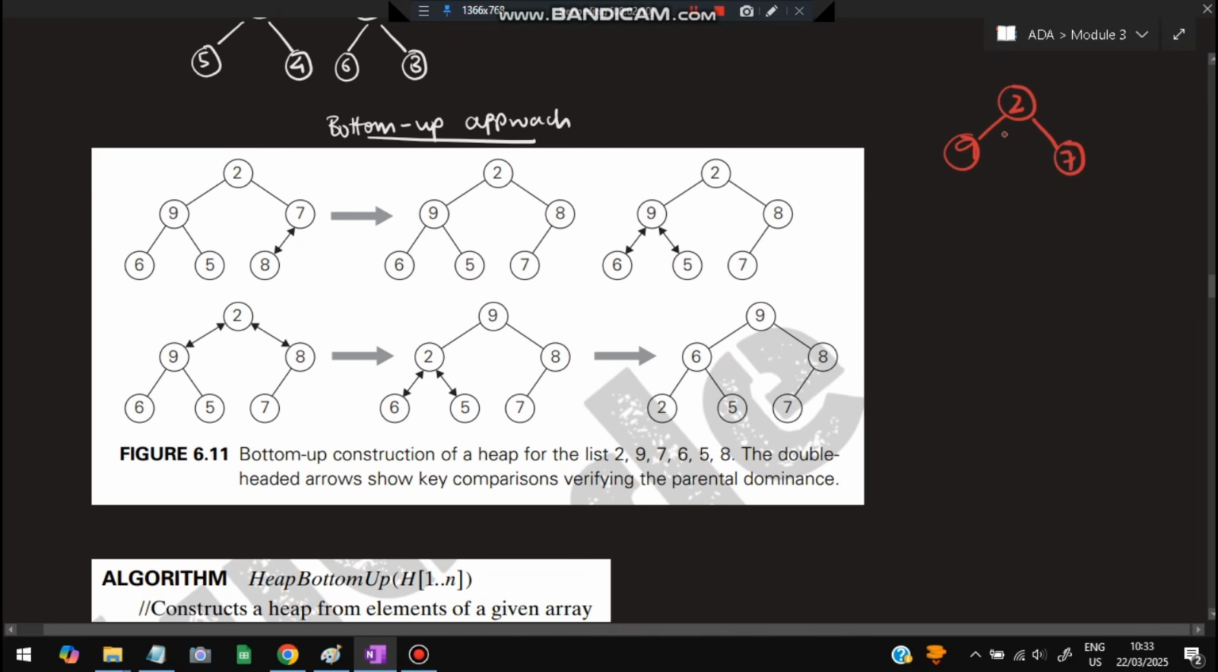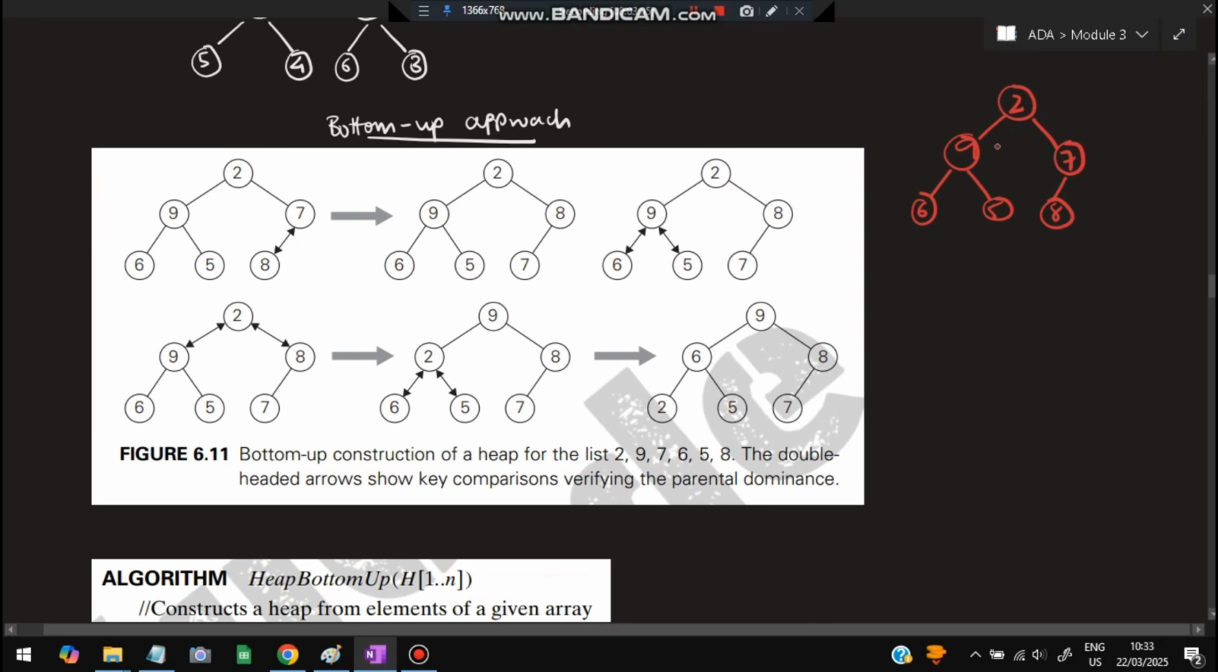Then 6 is given. Since these two are done, I'll be filling the children of 9, so it will be 6 here. Next 5 is present, so I'll be filling 5 here. Next 8 is present, I'll be filling 8 here. This is the first part you need to do, construct an almost complete binary tree.